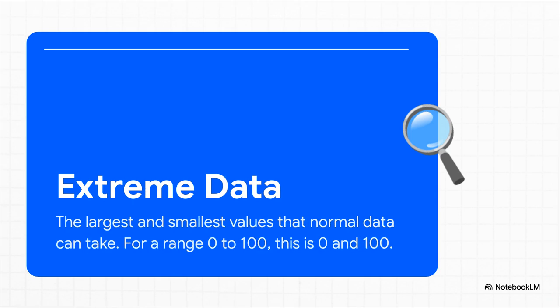Then you've got extreme data. This is all about pushing the algorithm to the absolute edges of what it's supposed to handle. So let's say your program accepts percentages from 0 to 100. Your extreme data points would be exactly 0 and exactly 100. You're testing the absolute limits of what's allowed.